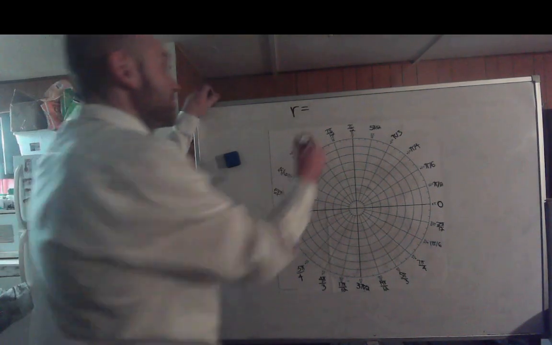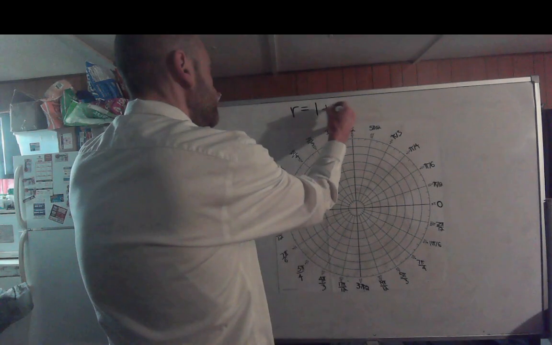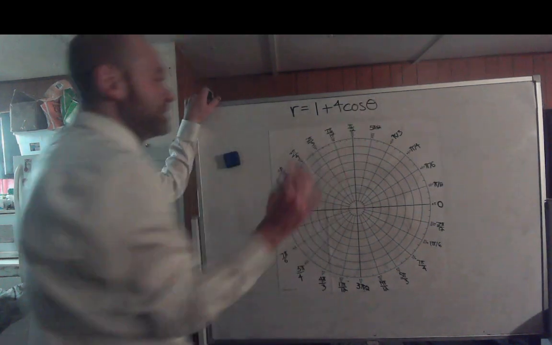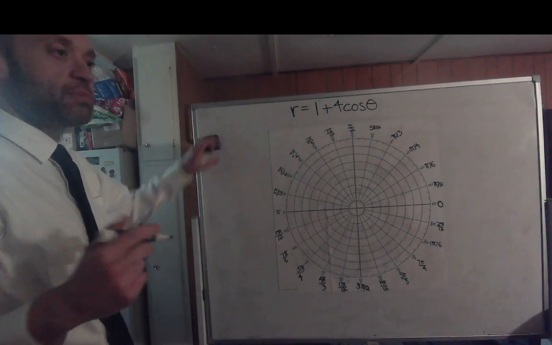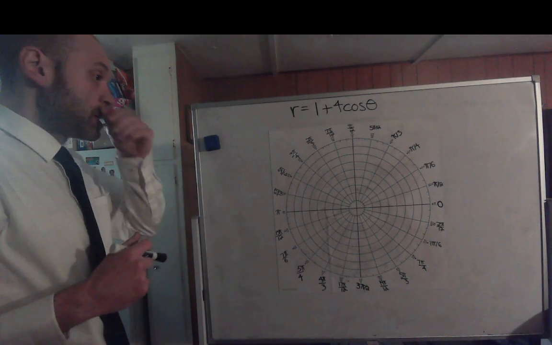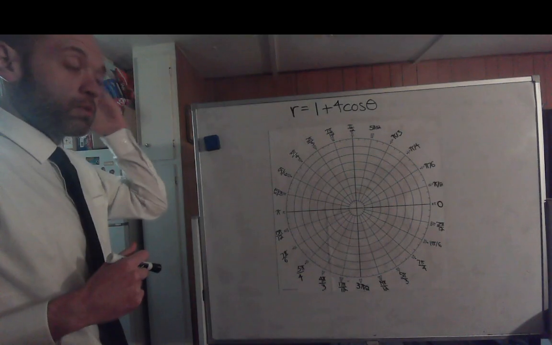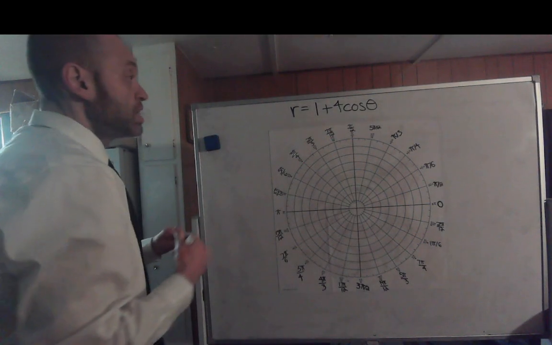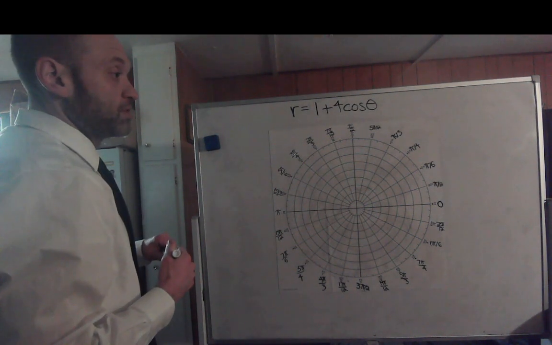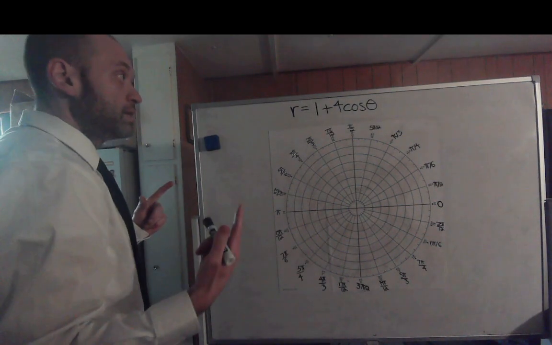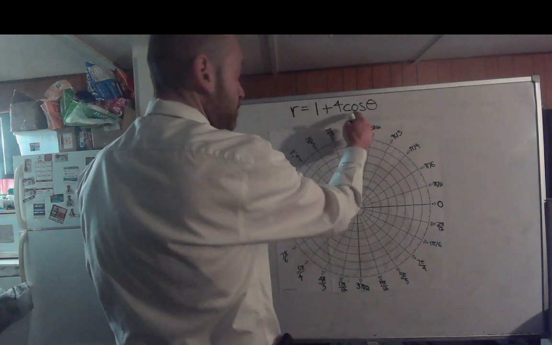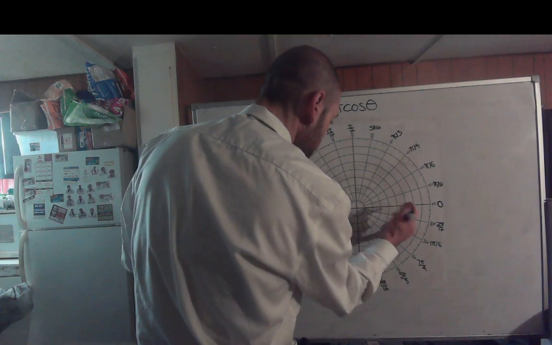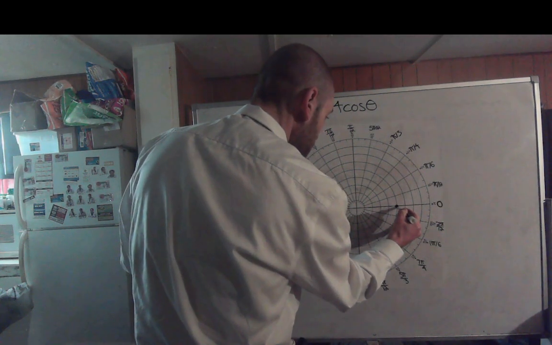Actually, let's see here. So let's do 1 plus 4 cosine of theta. It's actually not going to be a cardioid, but it's going to be very interesting. Let's do this. So again, let's start at 0. So what is the cosine of 0? Well, that's 1. So you have 4 times 1 is 4 plus 1 is 5. So 1, 2, 3, 4, 5 when you're at 0.